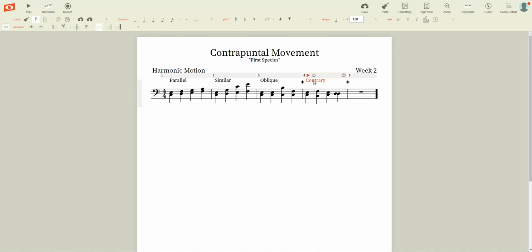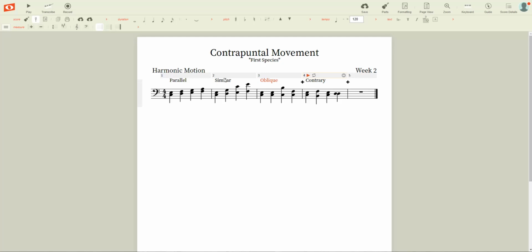Contrary motion is what we want. It's the preferred type of motion for harmony. It's the most interesting. It's the most favored for contrapuntal movement. It sounds the best. Oblique motion is still pretty good. It's like second best. It's interesting to listen to. It sounds good. It's fun.